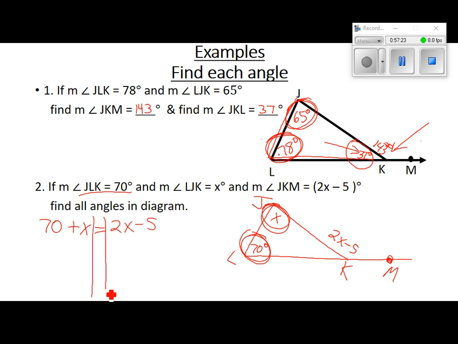How are we going to solve this? Get rid of the x. So how do we do that? Subtract it. Subtract x on both sides. These cancel out. What's left on the left? 70 equals x minus 5. Then what? So you add 5. Add 5 to both sides. X equals 75.